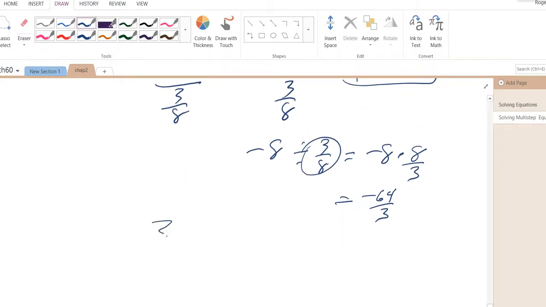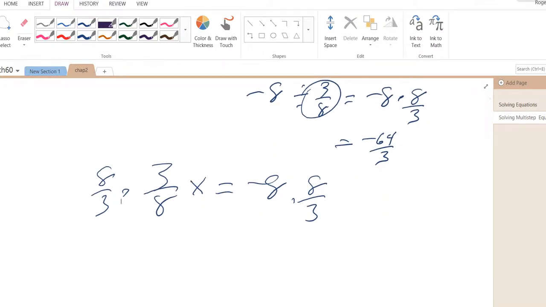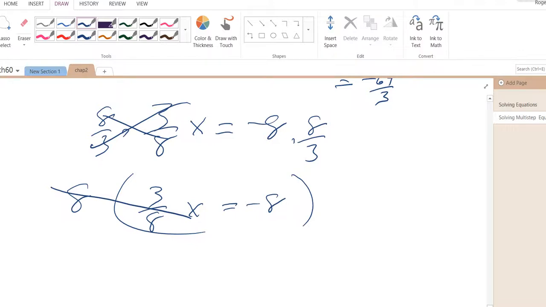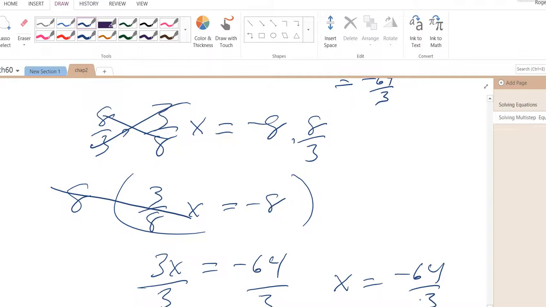So if we have this again, just to repeat it, I could multiply by 8/3. Same idea. You can see it's going to get you the same answer. These are just going to cross out. Darlene says, well, what if I multiply by 8? Good idea. The 8s are going to cross, right? 3x equals negative 64. And now I can just divide by 3. So either way we do it, we're going to get the right answer.